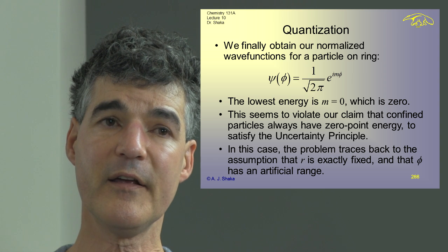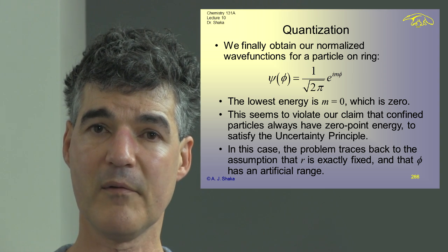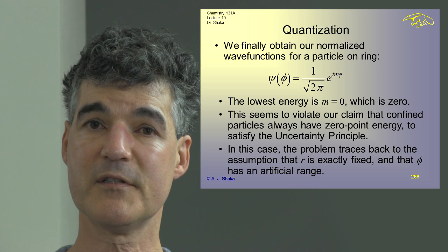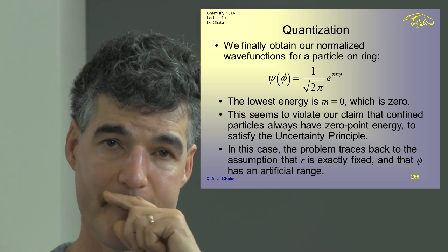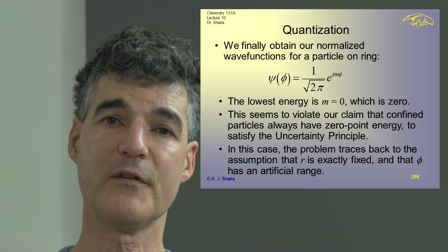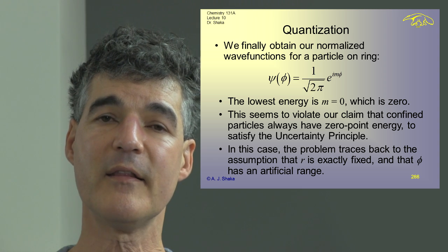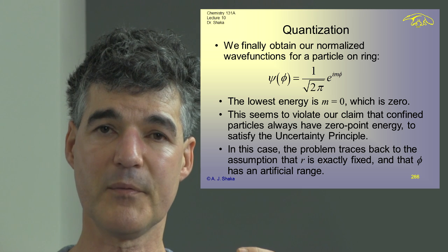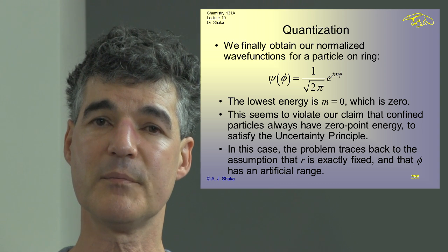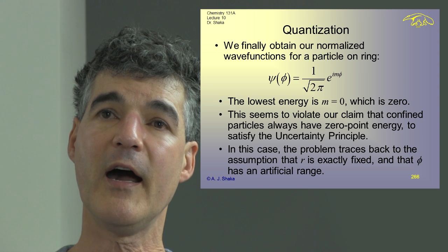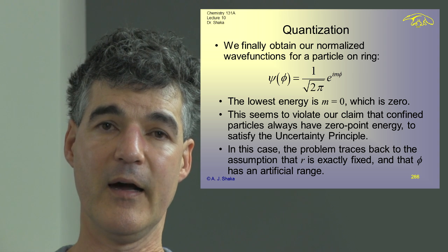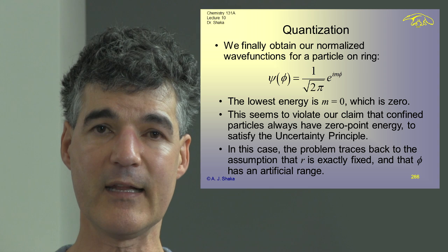The lowest energy here is m equal to 0, which is 0. And this seems to run counter to what I'd been saying, which is that whenever you have a confined particle, you should have some 0-point energy. Why? Because you want to satisfy the uncertainty principle. The reason why this seems to violate the uncertainty principle, which is just kind of glossed over in the book, is, first of all, we just threw r out. We really had a two-dimensional problem, but we froze one of the variables. Who says you can freeze one of those variables exactly like that?